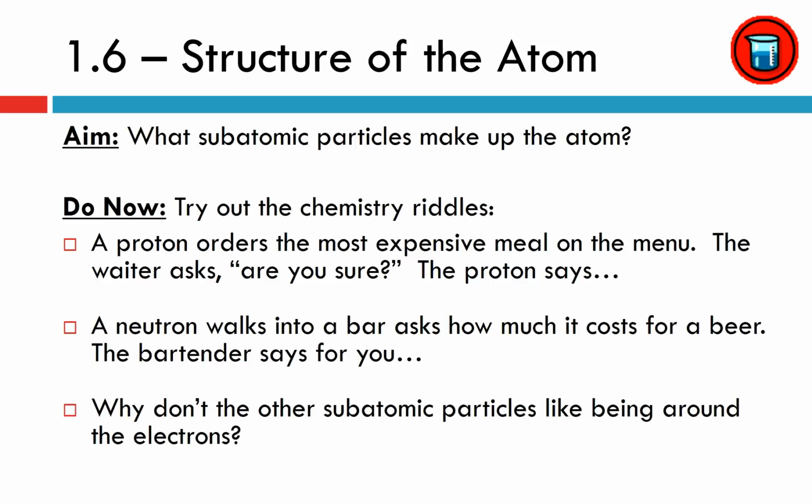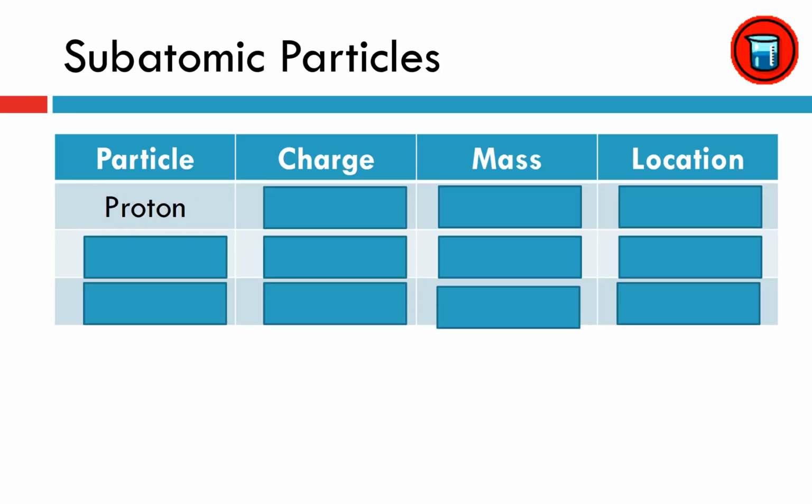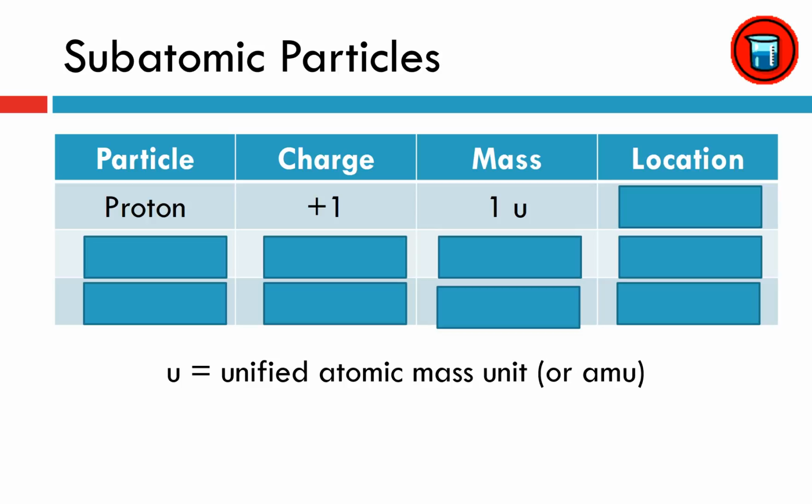Let's get into some real information about protons, neutrons, and electrons. So we'll start with our protons. The charge of a proton is positive, it's +1. It has a mass of 1 U. And U, or unified mass unit, sometimes called an atomic mass unit, is a unit of mass that you might not be familiar with.